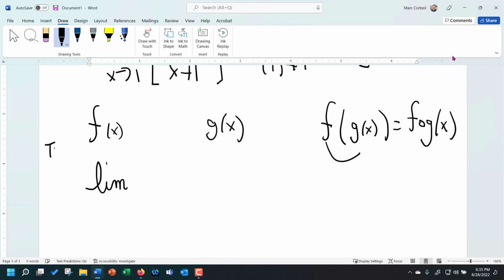So I can get that as a limit. This is actually Theorem 1.5. The limit as x goes to c, and we're just going to write that in the simplest notation possible, f of g of x.